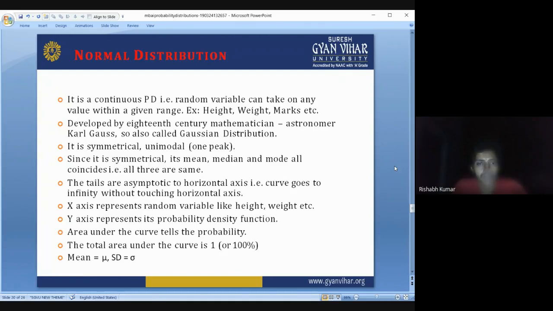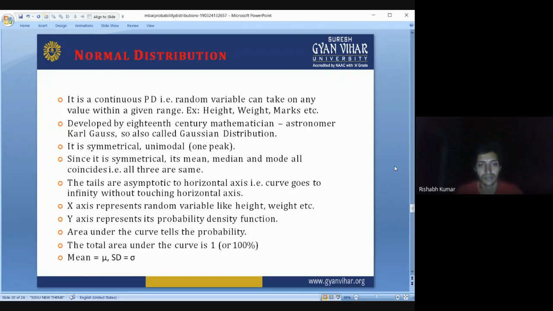The curve is asymptotic to the horizontal axis, that is, the curve goes to infinity without touching the horizontal axis. The x-axis represents the random variable like height, weight, etc. And the y-axis represents its probability density function, right? On the x-axis you are getting the range of the variable. So area under the curve tells the probability.